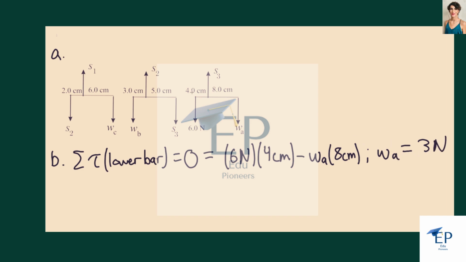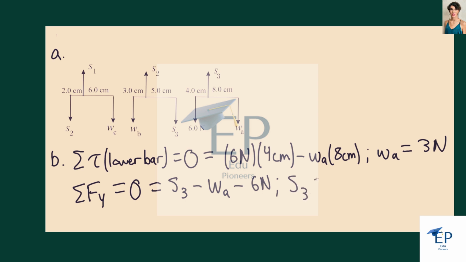And then now we can just use the sum of forces in the y direction in order to find S sub 3. So this is going to be equal to 0. There's translational equilibrium everywhere in this system. And then this would be equal to simply S sub 3 minus weight sub A minus 6 newtons. And so S sub 3 is going to be equal to 6 newtons plus 3 newtons, which is, of course, 9 newtons. So we found S sub 3 equal to 9 newtons.